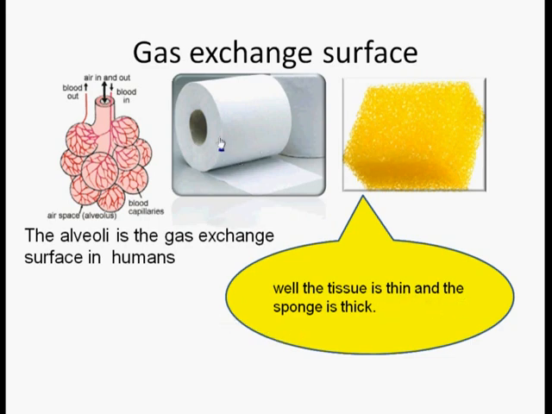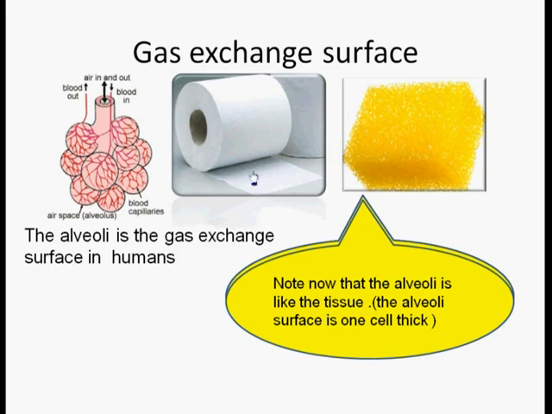Thick. So one of the characteristics of the gas exchange surface is what? It's thinness. The thinner it is, the faster the oxygen will travel from the lungs into the bloodstream. So one of the characteristics of your gas exchange surface is the fact that it is what? Thin. So we can note that the alveoli is like the what? Tissue. The alveoli surface is one cell thick.